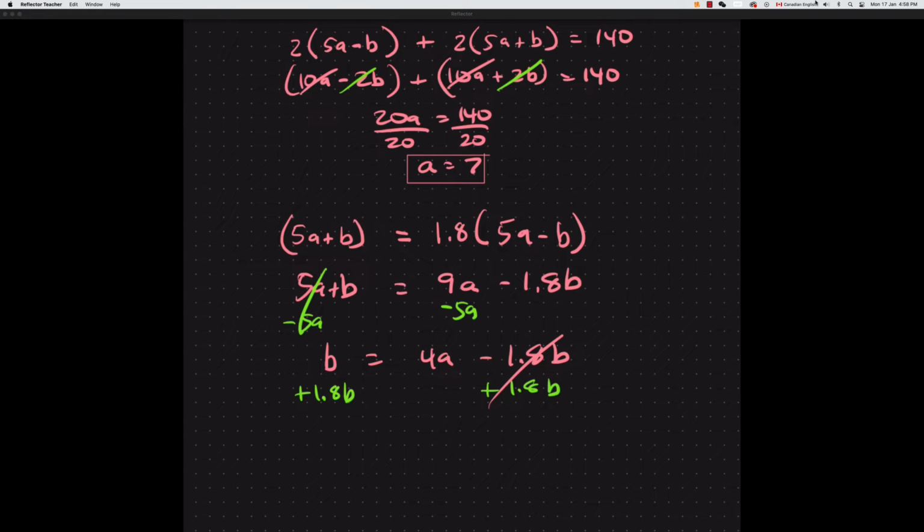And now, don't forget that this is 1b right there. So we've got 1b plus 1.8b giving us 2.8b. And that equals 4a.